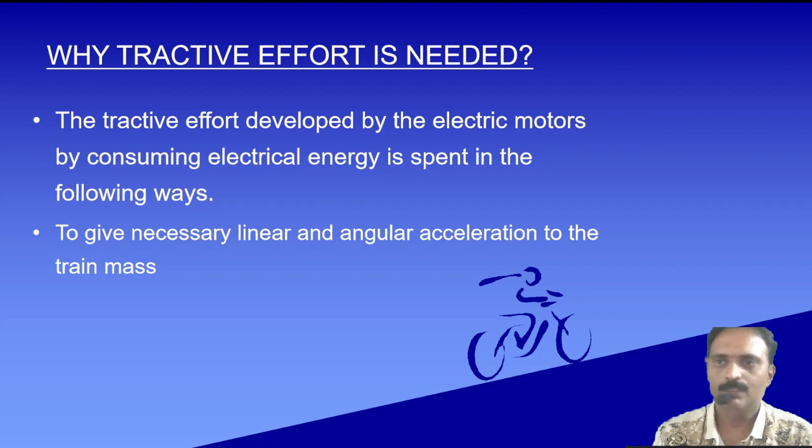So 1 ton is equal to 1000 kgs, and for kmph/ps, kilometer per hour per second: kilometers means 1000, and per hour means 3600 seconds. So this is to be multiplied by 1000 by 3600 in order to get meters per second square for the acceleration.